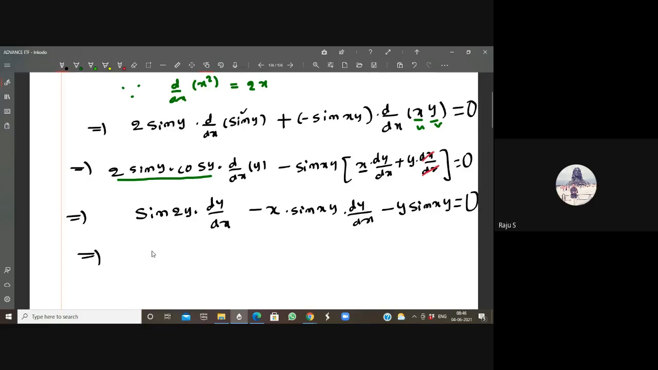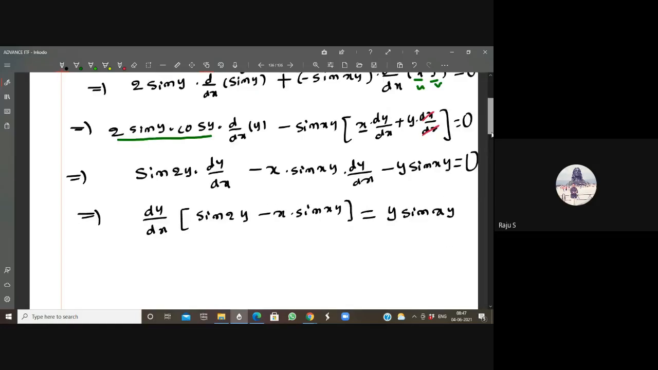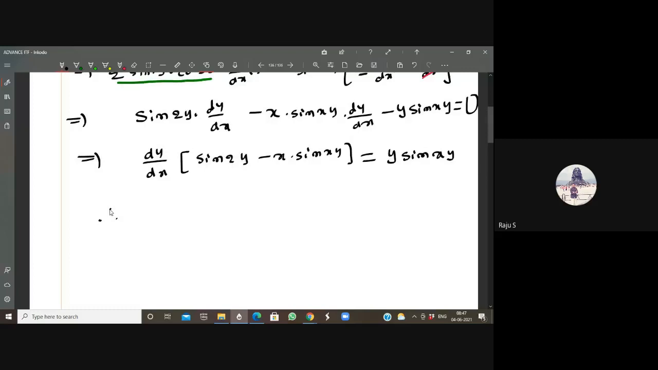So now you can take dy by dx common. Here it is sine 2y. Here also dy by dx is there, so minus x sine xy, equal to minus y sine xy. You can take it to the right side, so plus y sine xy. Finally, dy by dx is y sine xy divided by sine 2y minus x sine xy.